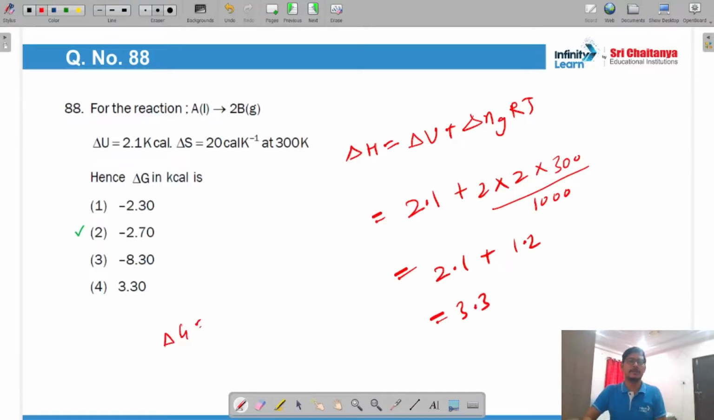Finally, find out delta G using this relation, delta H minus T delta S. So you'll find the answer to be minus 2.70. Okay.